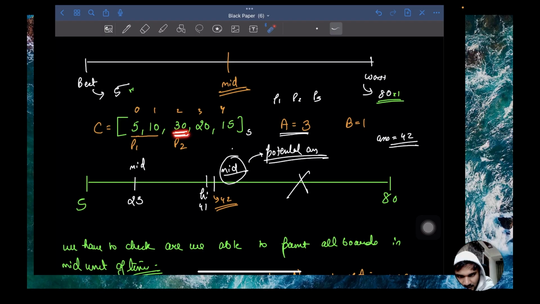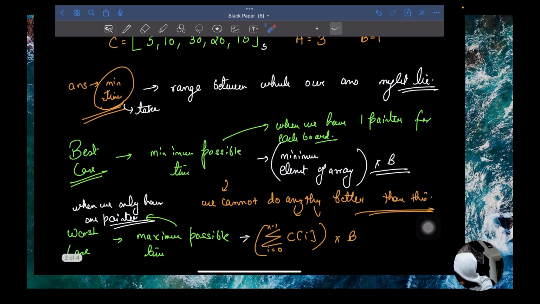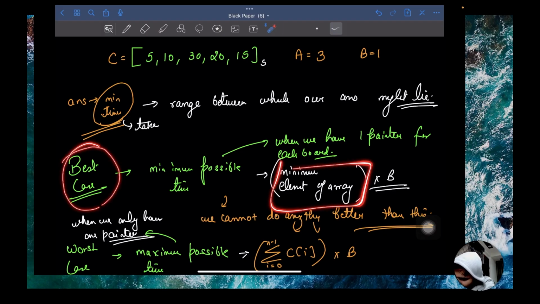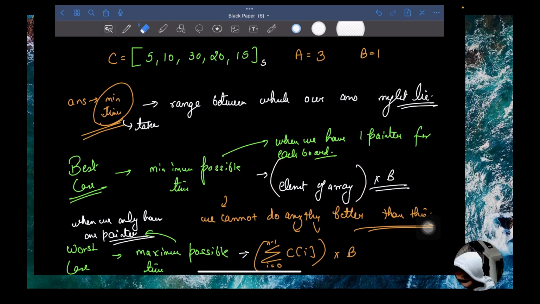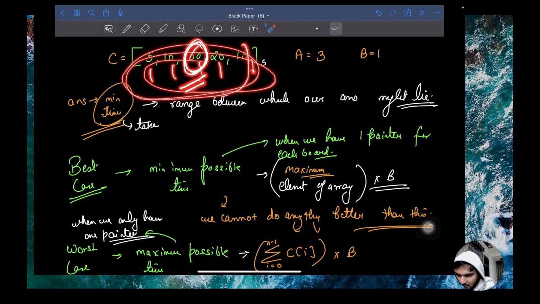30. Right. If you carefully see, 30 is more than 23, right? And we actually made a small mistake here also. Technically, the best case won't be the minimum element. This should be the maximum element of the array. For example, if every painter gets deployed in parallel, then in 30 units of time, you will be able to complete everything, right? So it's the maximum element of the array into B, not the minimum.